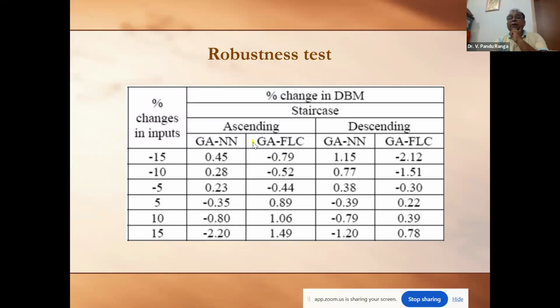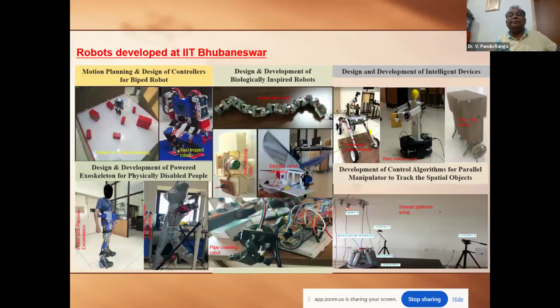For that we conducted this robustness test by varying the inputs by plus or minus 15%. And finally we could see there is a maximum of minus 2.12% change in the dynamic balance margin of the entire gait generated. So with this we could conclude that the GNN and GFS based gait planners seem to be robust in nature and can provide the gait for the biped robot while ascending and descending the staircase.